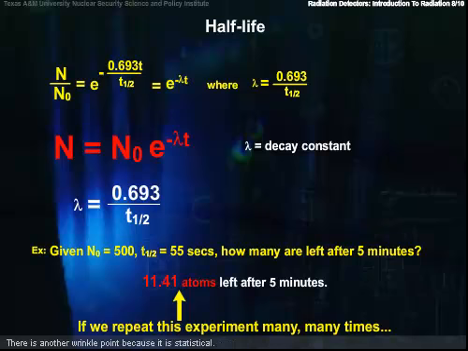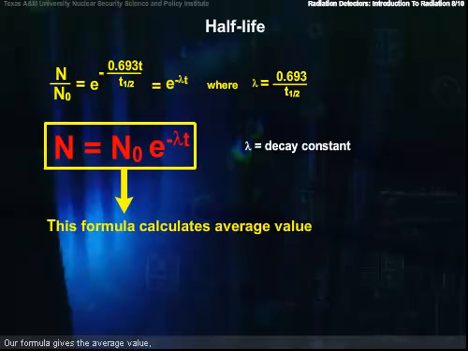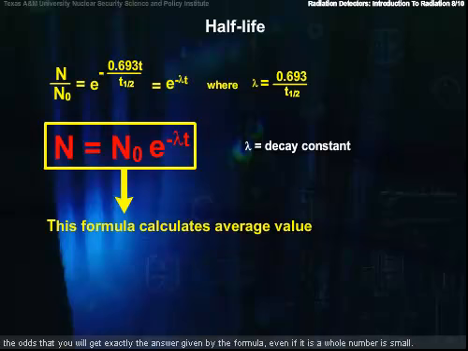There's another wrinkle because it's statistical. Our formula gives the average value. In real life, if you have a small number of atoms, the odds that you will get exactly the answer given by the formula, even if it's a whole number, is small.